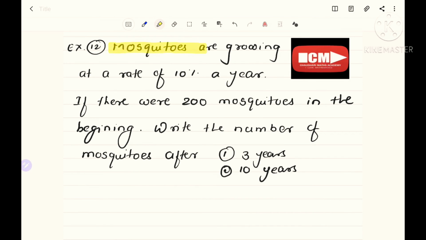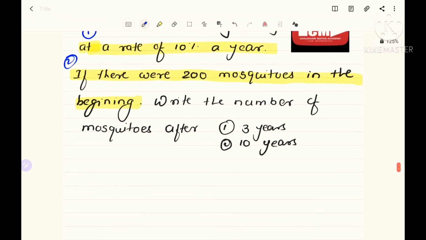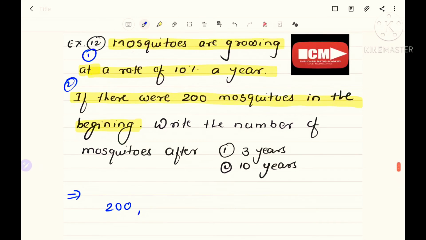So mosquitoes are growing at a rate of 10% per year. This is the rate at which these mosquitoes are growing. This is sentence number 1. Then if there were 200 mosquitoes in the beginning, this is the first term of the geometric progression. So try to understand. They started with an experiment, and they say there are 200 mosquitoes initially, and every time these mosquitoes are increasing by 10%.